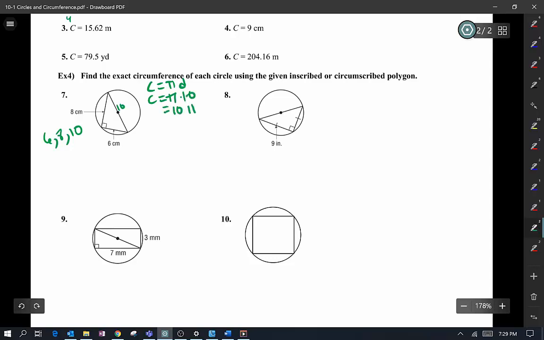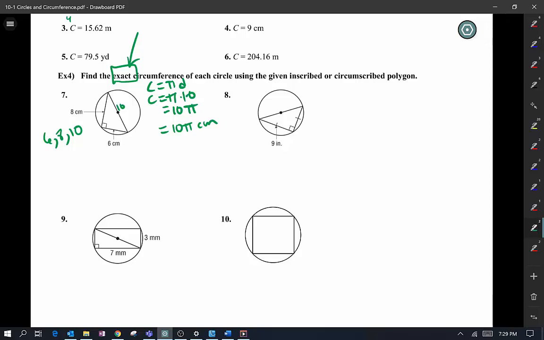that is 10 pi. And I want you to notice it says find the exact. Exact circumference means you write it in pi units, okay? So find the exact means to write it in pi units. So the circumference is 10 pi centimeters.